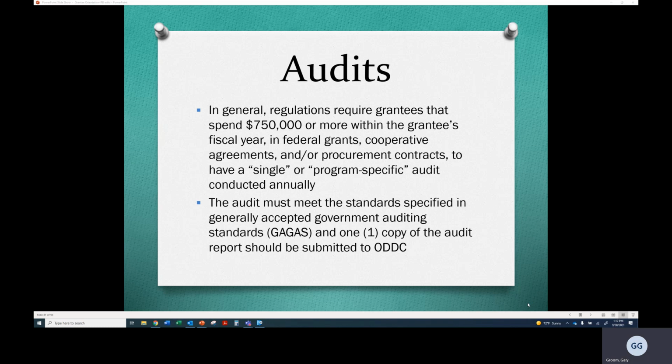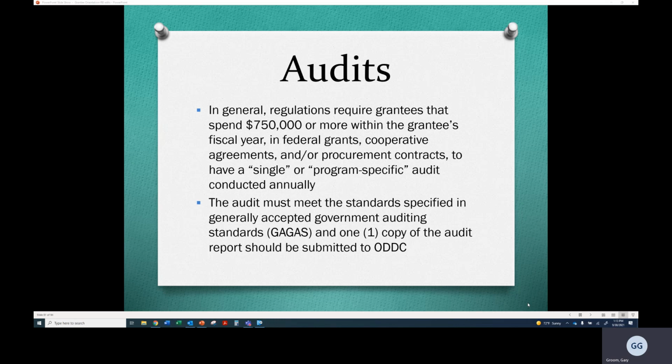Grantees are subject to the audit requirements specified in the uniform guidance. In general, regulations require grantees that spend $750,000 or more in federal awards within the grantee's fiscal year to have a single or program-specific audit conducted annually. The audit must meet the standards specified in generally accepted government auditing standards, and one copy of the audit report should be submitted to council.